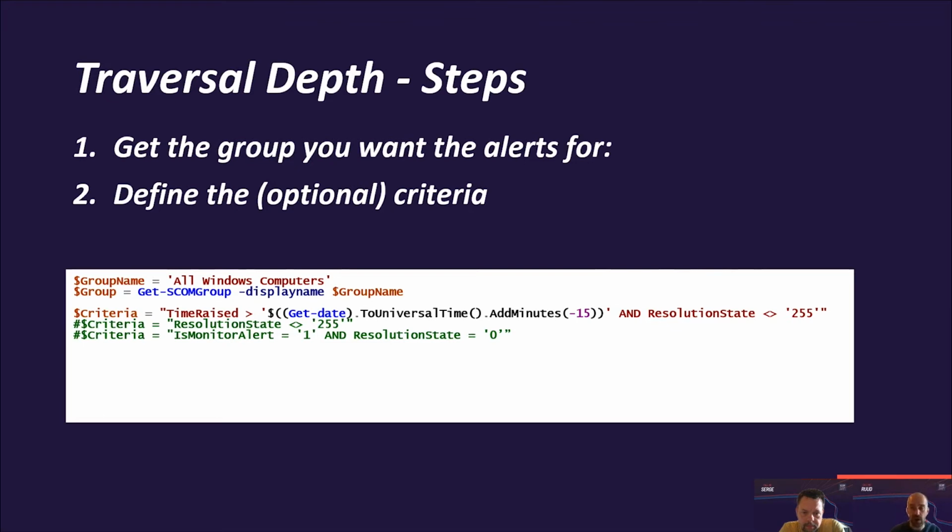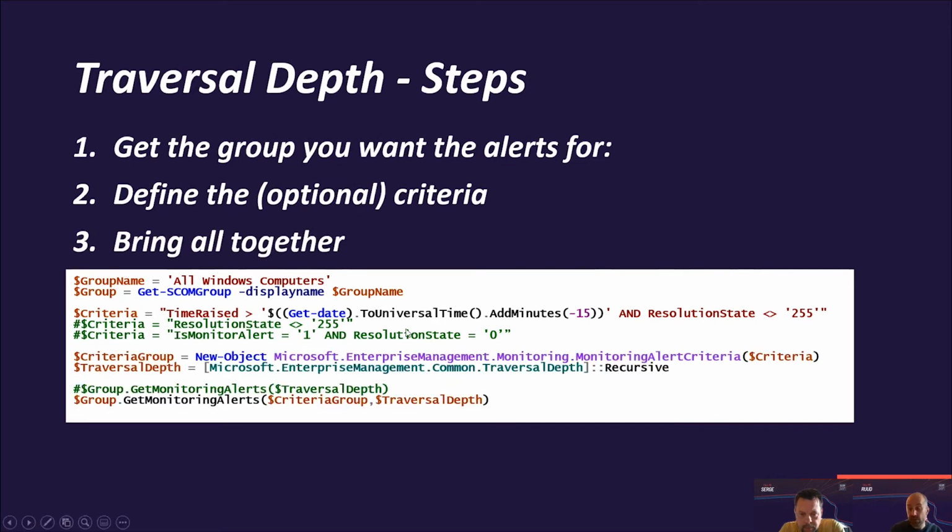Then we are going to specify optional criteria. Now, one thing that we're going to use here is an example with a TimeRaised. And we're going to say, hey, give me the ones which actually have been raised in the last 15 minutes and a resolution state that is not closed. So I'm more or less saying, okay, give me all alerts that have been raised in the past 15 minutes and that are still in an active state. Now, other criteria that you can do, for example, are, hey, criteria ResolutionState not equals 255, meaning again all active alerts. But also, for example, MonitorAlert equals 1, so it's a monitor alert, and ResolutionState equals 0, meaning every new alert that is raised from a monitor.